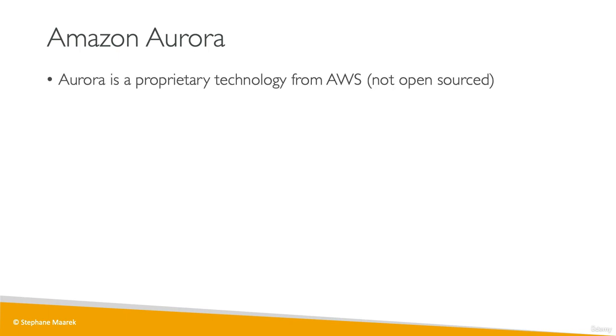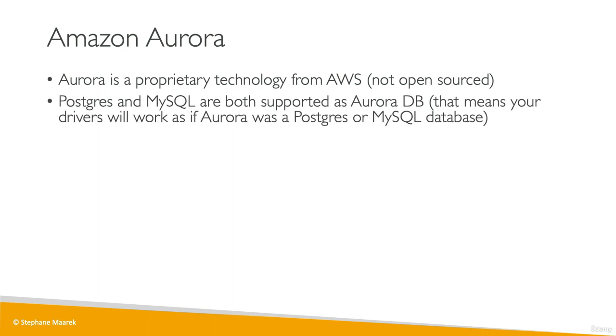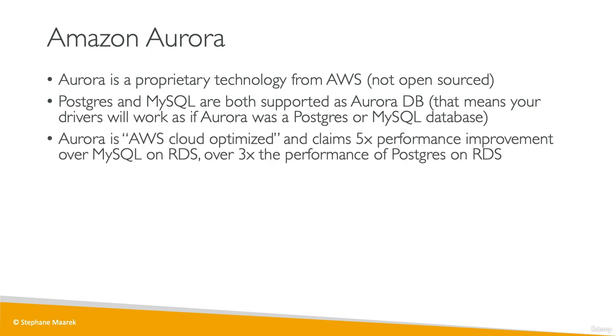Aurora is going to be a proprietary technology from AWS. It's not open sourced, but they made it so it's going to be compatible with Postgres and MySQL. And basically your Aurora database will have compatible drivers. That means that if you connect as if you were connecting to a Postgres or a MySQL database, then it will work.